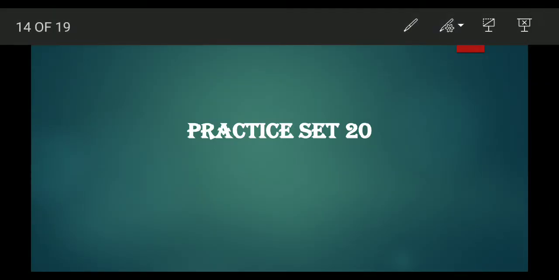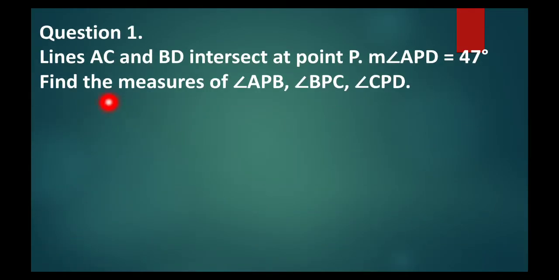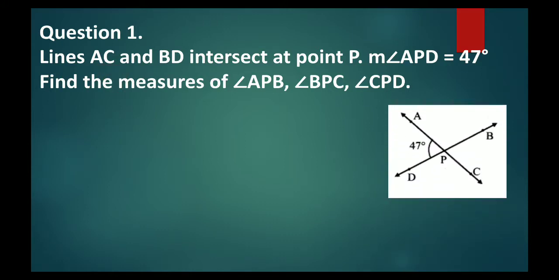So let's begin with practice set 20. Let's see the diagram. Lines AC and BD intersect at point P, right? The measure of angle APD is 47 degrees. Find the measure of angle APB, this one, BPC, this one, and CPD. Very easy, children.